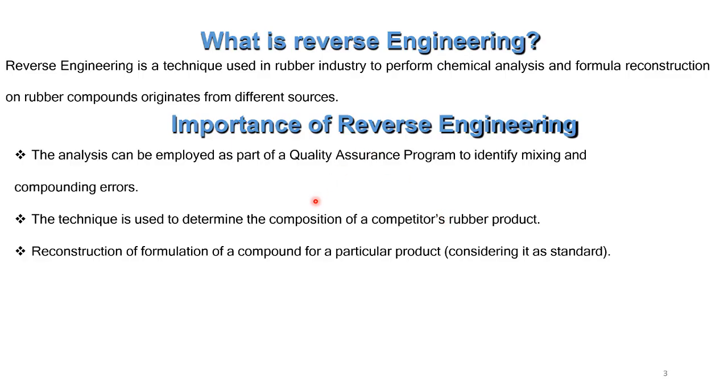Now coming to reverse engineering. Reverse engineering is a technique used in the rubber industry to perform chemical analysis and formula reconstruction of any rubber compound or polymers originating from different sources. Its importance is that we can get the analysis as a part of a quality assurance program to identify mixing and compounding errors.